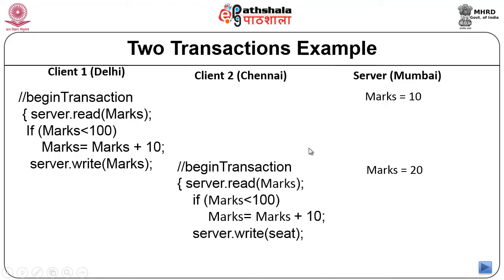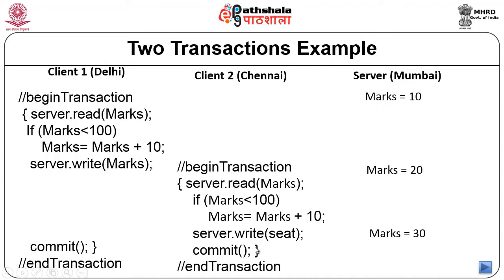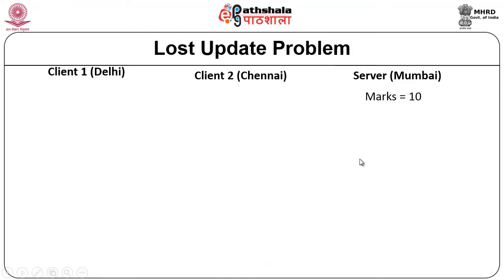The other transaction does the same thing. It starts after the first transaction. It reads, now the value is 20, it checks it is less than 100, and it increments and writes back to the server. So, the value on the server will be 30, and then both the transactions commit. There is no problem if these two transactions are accessing the same data, because one is completing and only then the next one is starting.